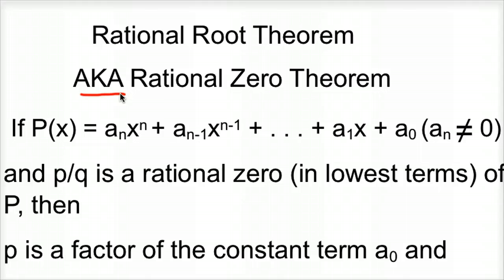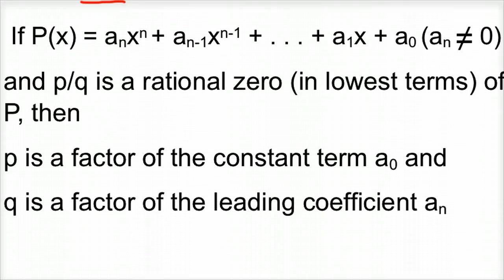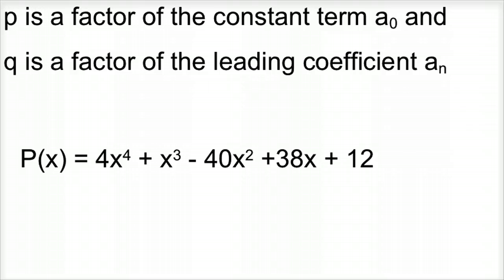If p of x equals a sub n x to the n plus a sub n minus 1 x to the n minus 1 plus dot dot dot on down the line to a sub 0, and a sub n cannot be 0, then we wouldn't have the polynomial term. And p divided by q is a rational zero in lowest terms, then p is a factor of the constant term a sub naught, and q is a factor of the leading coefficient a sub n. So what does that mean? That looks all fairly confusing.